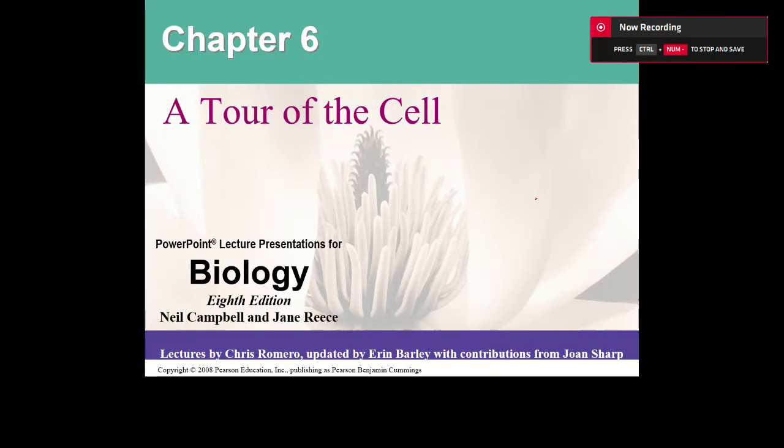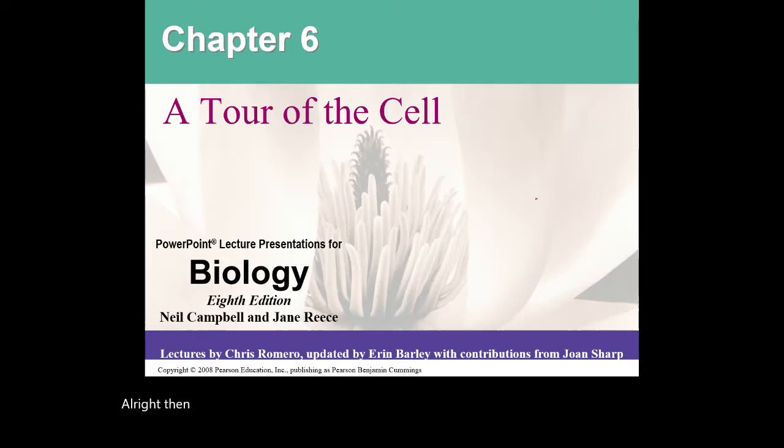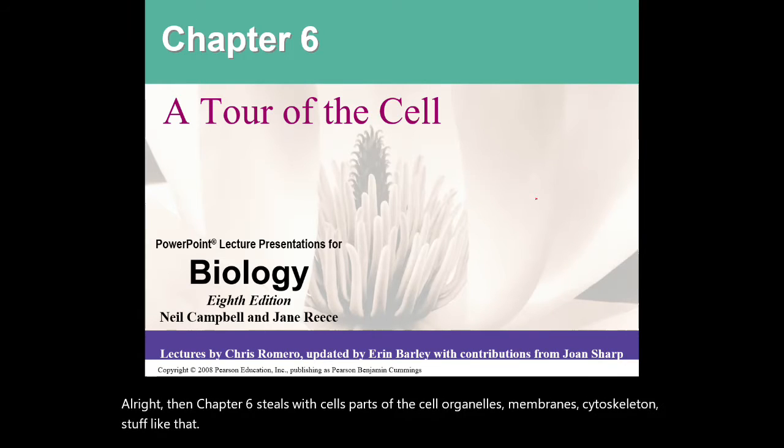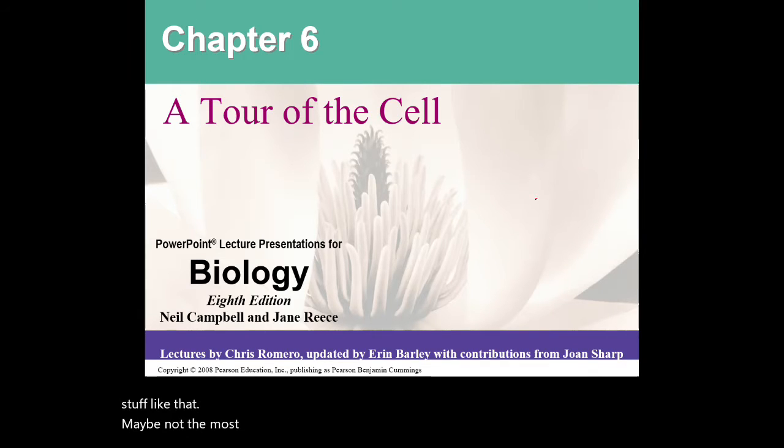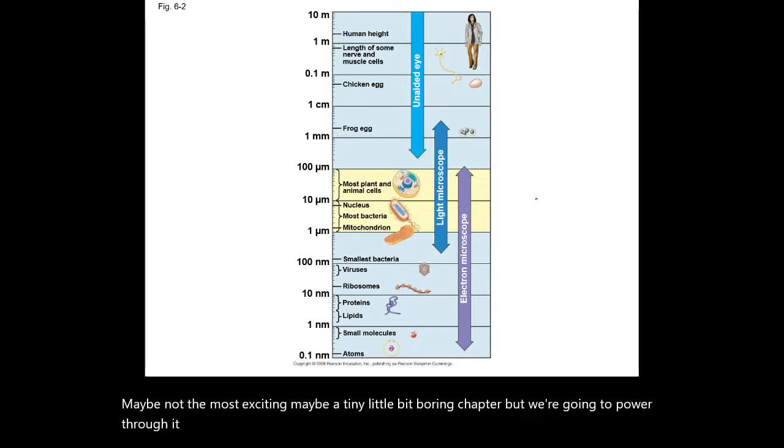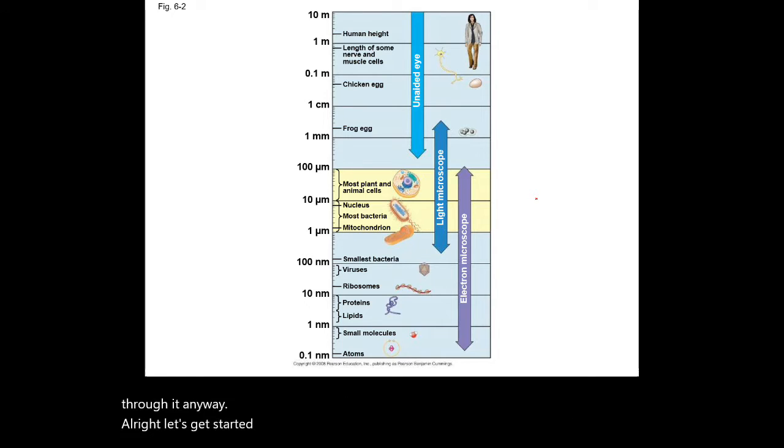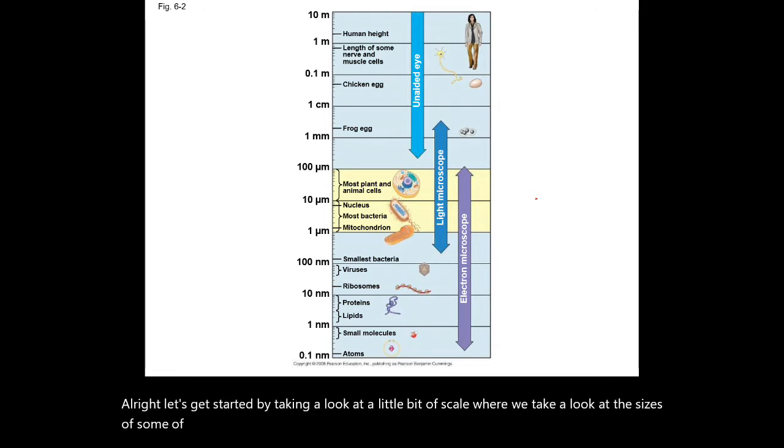All right then, chapter 6 deals with cells, the parts of the cell, organelles, membranes, cytoskeleton, stuff like that. Maybe not the most exciting, maybe a tiny little bit boring chapter, but we're going to power through it anyway. All right, let's get started by taking a look at a little bit of scale, where we take a look at the sizes of some of these things that we're going to be talking about.